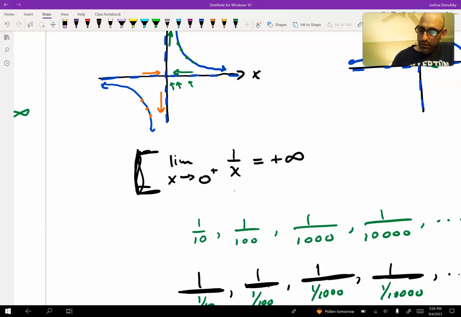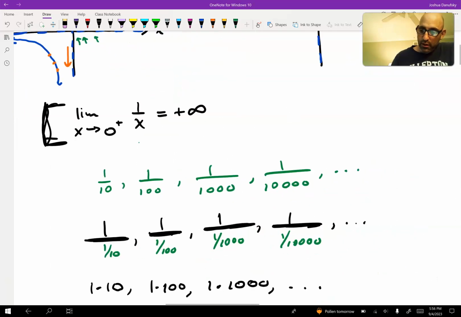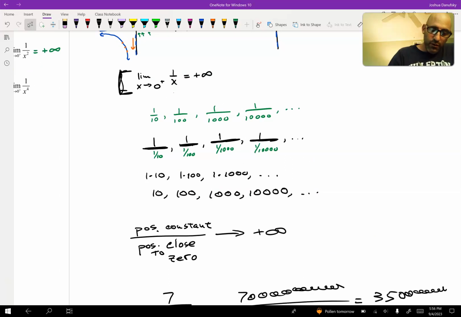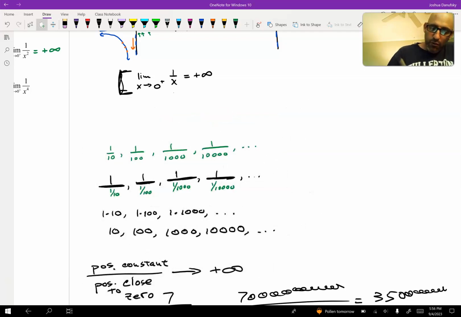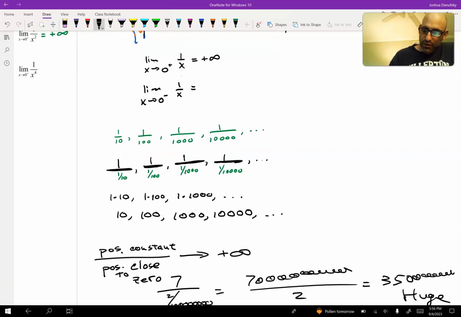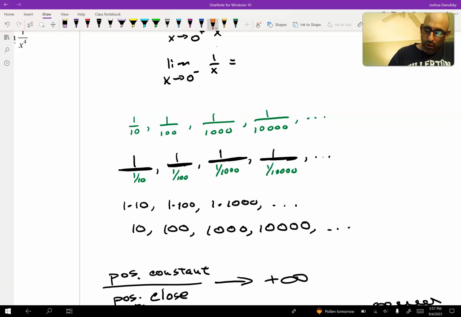Similarly, if we do the same thing, but we're now approaching, where am I going to put this? Let's move all this down for a moment. If we're approaching now from below of 1 over x, we're going to get the exact same thing that we're seeing here in green, but all of these guys are now negative, making all of these negative, and now we're going towards negative infinity.